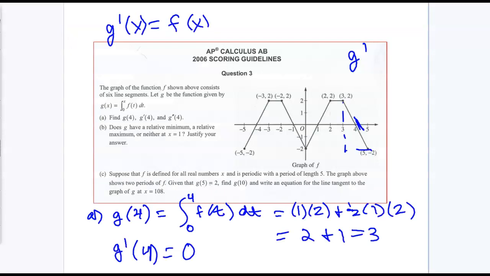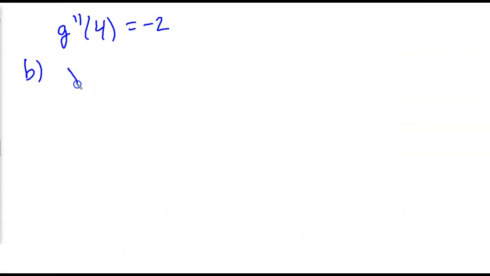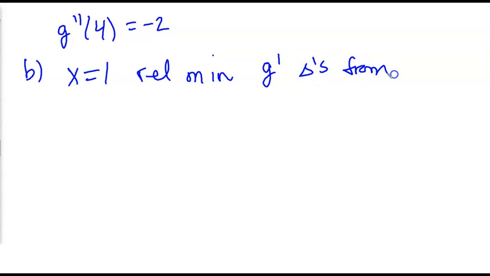Part B says, does G have a relative max, a relative min, or neither at x equals 1? Well, at x equals 1, G prime, or f, sorry, which is G prime, is changing from negative to positive. So when the derivative changes from negative to positive, that means that it is a relative min. So at x equals 1, we have a relative min because G prime changes from negative to positive.